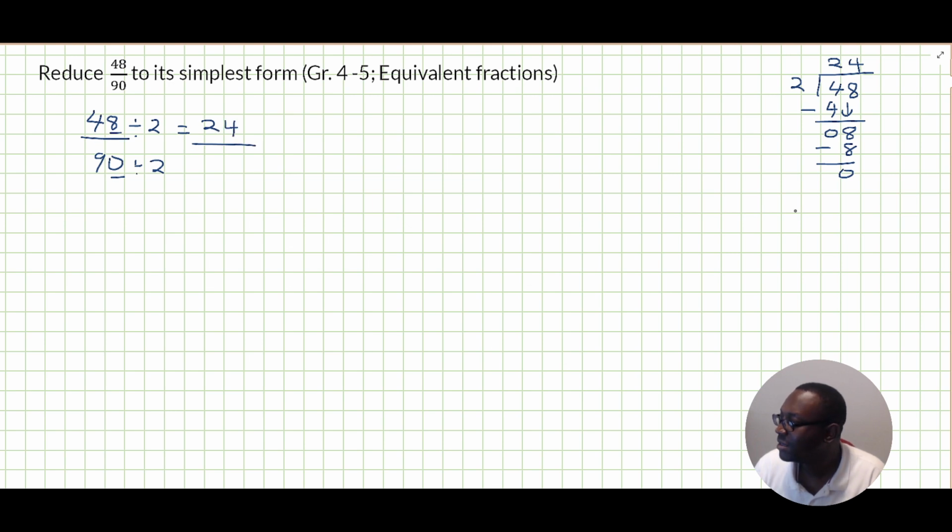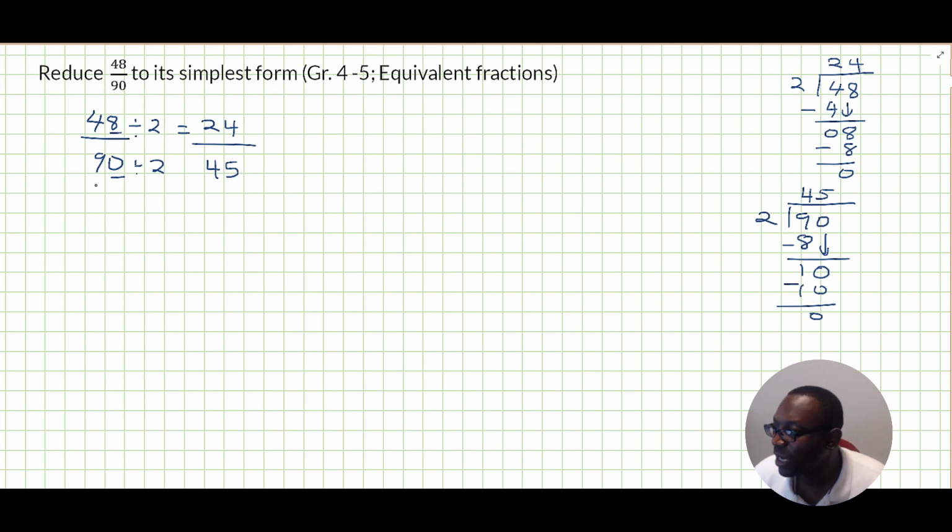And then 90, let's go 90 divided by 2. So 9 divided by 2, we have 4 whole numbers. 4 multiplied by 2, we have 8. We subtract 8 from 9, we're left with 1. We bring down the 0 here, so that is 10. 10 divided by 2, we have 5. 5 multiplied by 2, we have 10. You subtract and you're left with 0. So now we have 24 over 45.